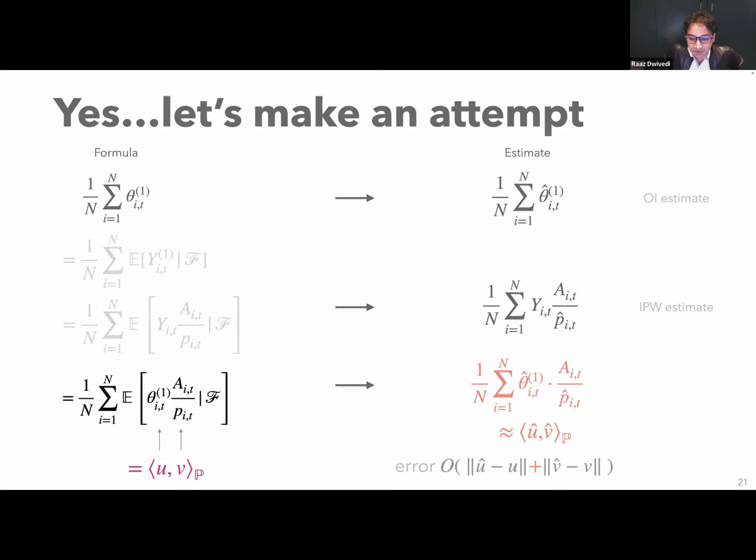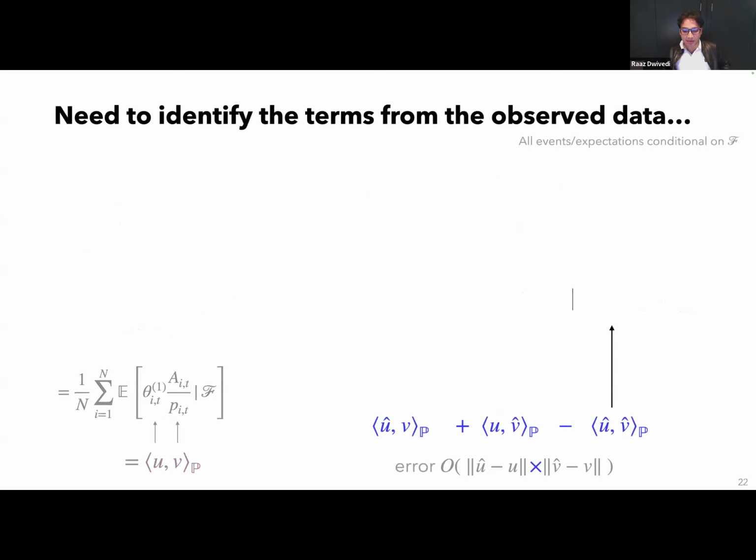Ideally, what we would have wanted is that the plus is replaced by the product. And our simple algebra suggests that to get the product of the errors, you need these three terms: U hat V plus U V hat minus U hat V hat. So that's what we need. The last term is very clear for this problem. U was theta_it(1), so U hat would be theta hat_it. V was A_it over P_it, so V hat would be A_it over P hat_it. If you just average it, that's your estimator for this term.